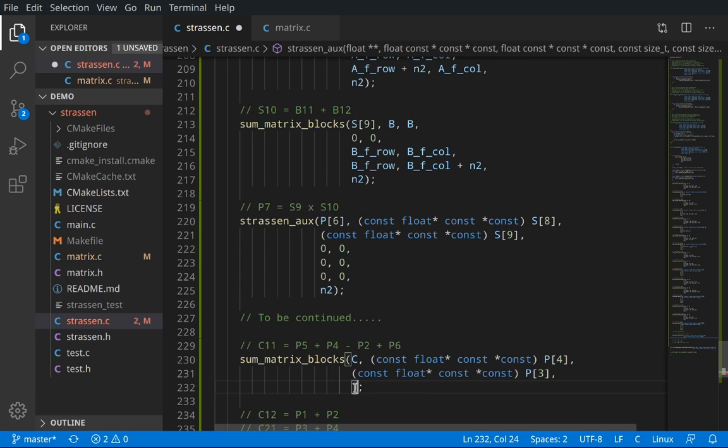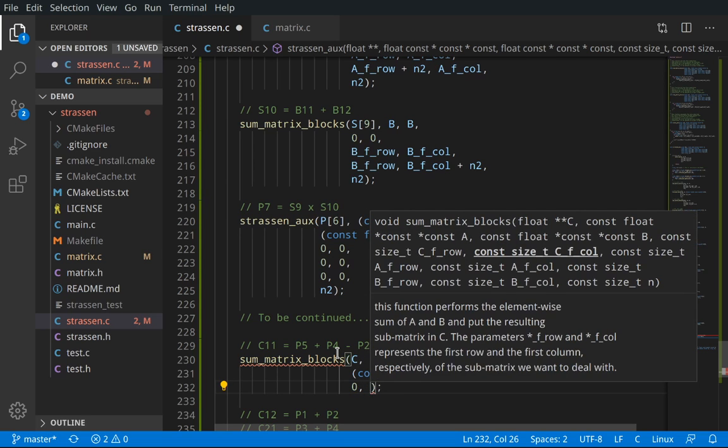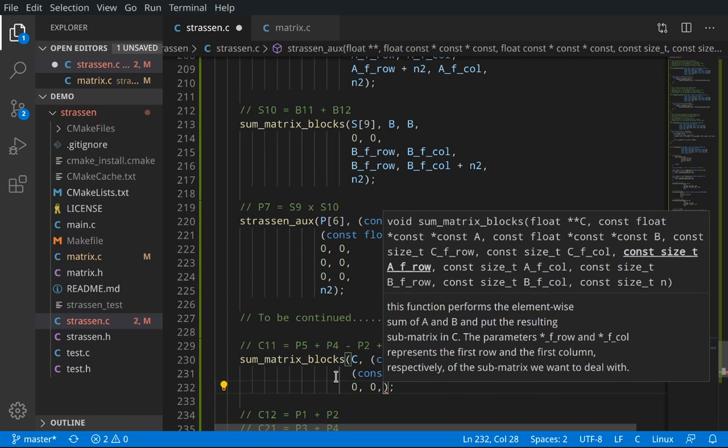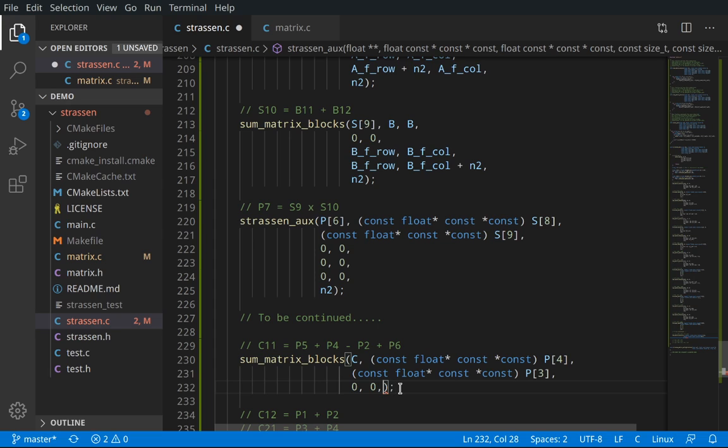Now we have to say which are the rows and columns in which we want to place the result. Since we want to deal with C11, of course, the first row and the first column we are interested in C will be 0 and 0.